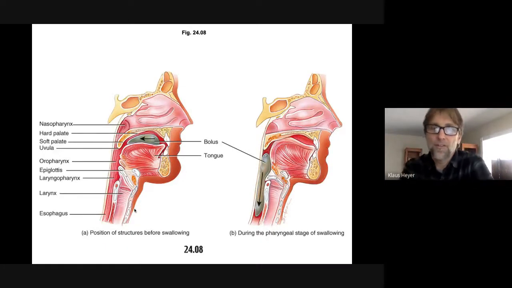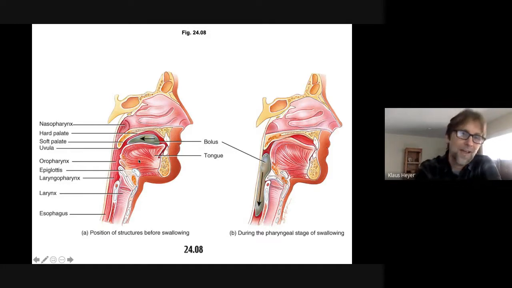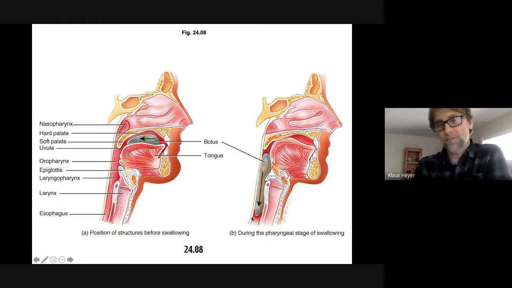So, there's the food. The tongue's so large in this one, but the food's moving back. Here's the uvula. It's about to come up and it blocks, so nothing will go up to the nose. And then here's the epiglottis. That's part of your trachea. And here it closes, right? So the food can't go down the trachea. It has to go down the esophagus.